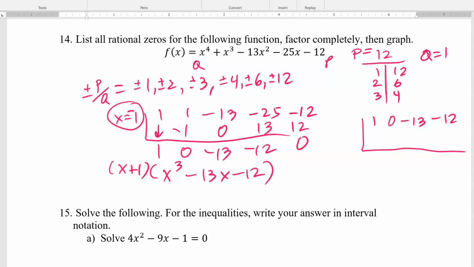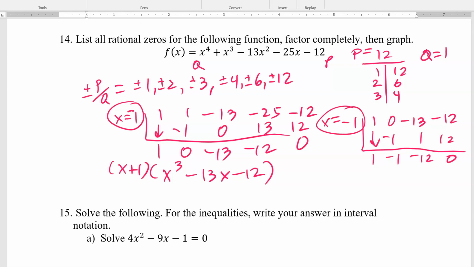Now, we just checked 1. Does that mean negative 1 is wrong? No, we could actually check it again. 1, negative 1, negative 12. Ding, ding, ding. We found two zeros. Don't forget that just because it equaled negative 1 once doesn't mean you shouldn't check it again.